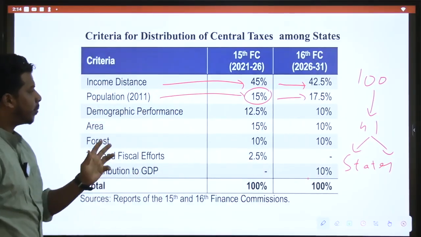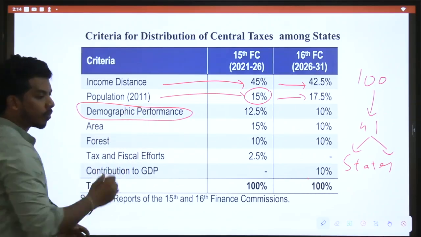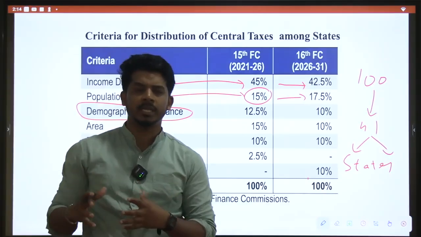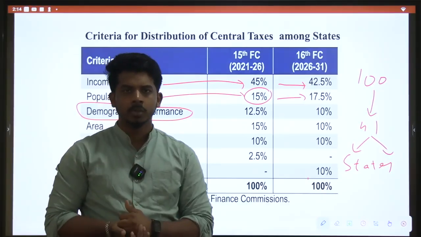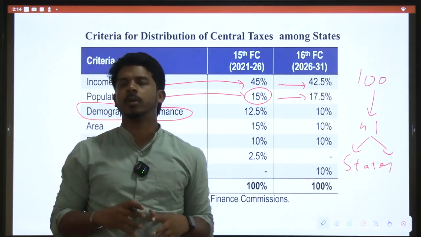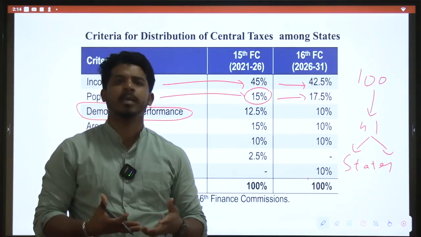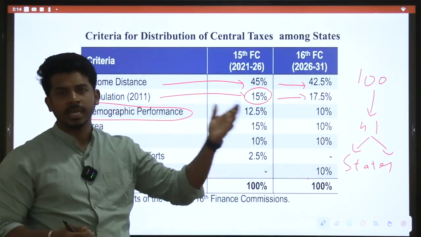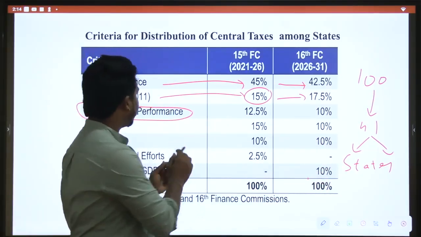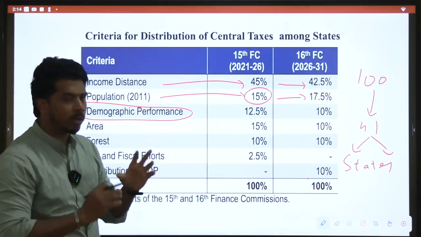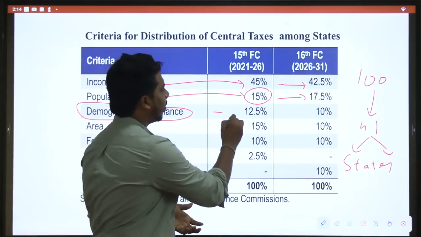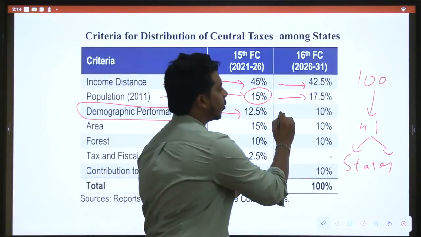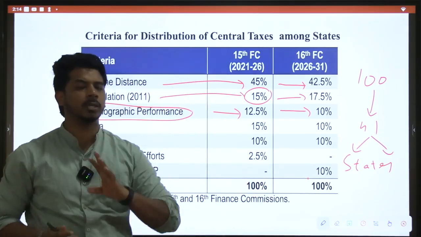Then demographic performance. That means performance on reduction of population. In the 1960s, 70s, etc., we were so worried about our population. So we gave so many calls for controlling the population to various states. Some states have followed it, some states have not. So see, demographic performance, those states which have controlled their population better were given 12.5% weightage by the 15th Finance Commission. Now it got reduced to 10%.